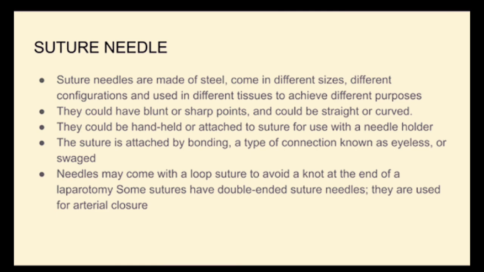So also, the needles can be handheld or attached to the suture for use with a needle holder. The suture is attached, that's for the needles that come with the suture attached. It's usually attached by bonding. That's a type of connection we call swaged or eyeless. And the needles come with a loop suture to avoid a knot at the end of a laparotomy.